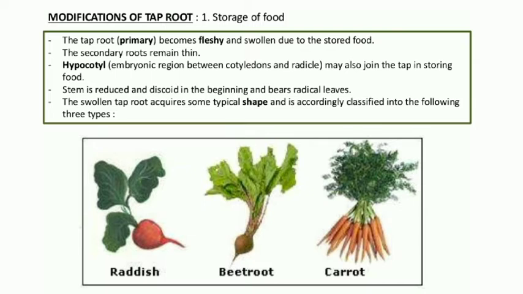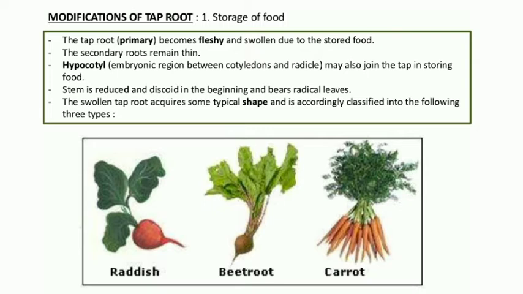In this case, the stem is reduced, and on that reduced stem, the leaves will arise. This means the leaves are directly connected to the root. Those leaves, which are connected to the root through a reduced or thin stem, are called radical leaves. And the swollen taproot acquires some typical, special shapes. We shall see what those shapes are.